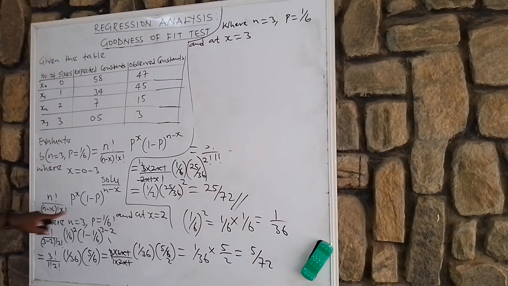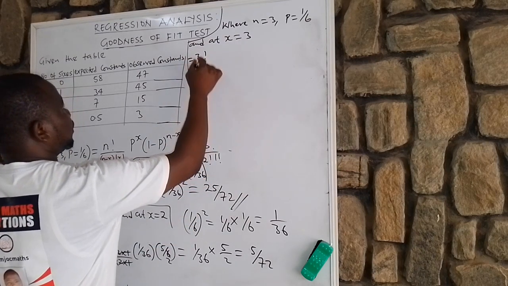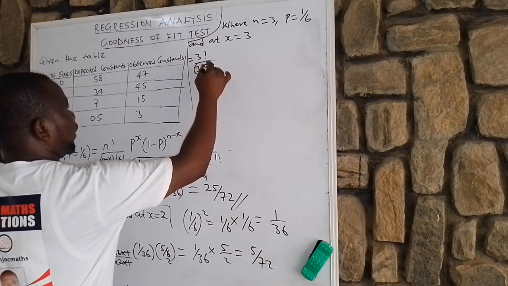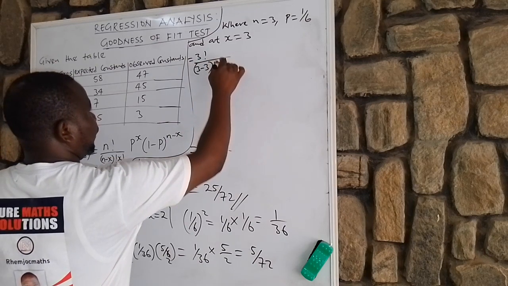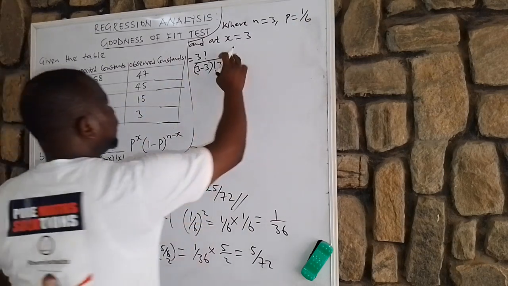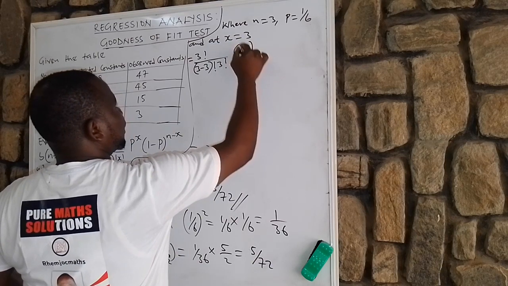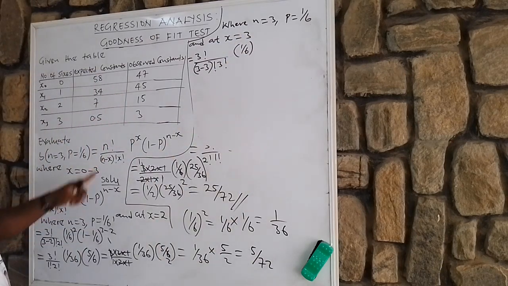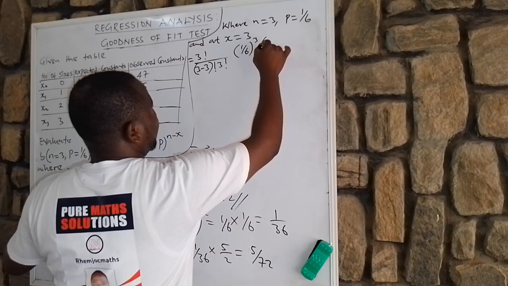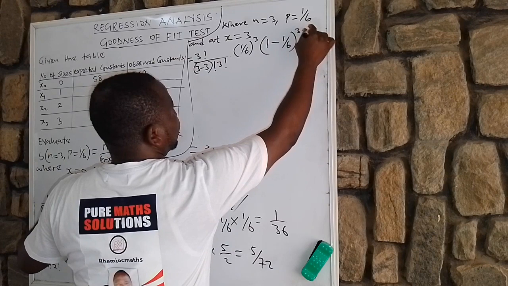We are still making use of this formula. Our n factorial, n is what? 3. 3 factorial all over 3 minus 3 factorial times 3 factorial, because x is 3. That is why your n is 3. Then times p. P is 1 all over 6. Your x here, look at it, x is 3, raised to the power 3. Then times 1 minus 1 all over 6, n is 3 minus x is 3.